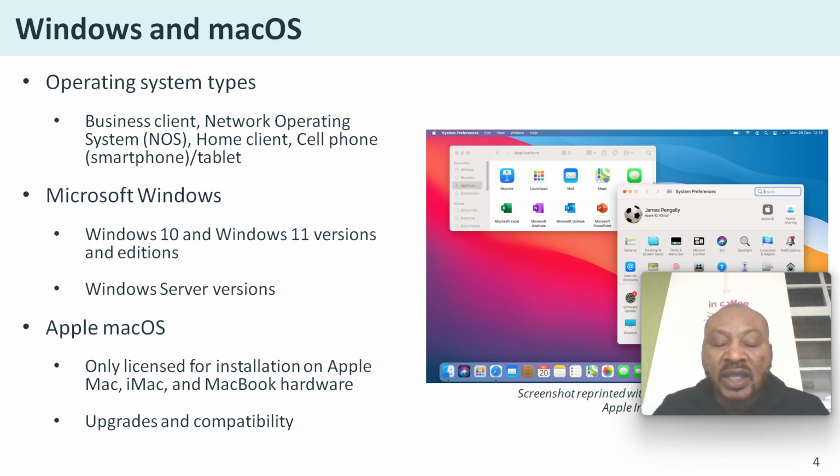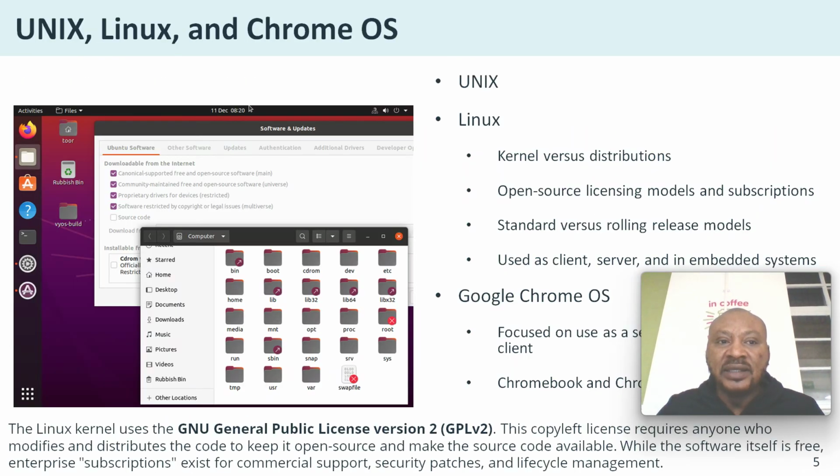In other words, if you use Windows OS, you can upgrade from one Windows OS to another, but you cannot upgrade from Windows OS to Apple. Similarly, if you're using Apple, you cannot upgrade from Apple to Windows because the products are not compatible. But of course, you can upgrade from a lower version of Apple to a higher version of Apple. So that is that. Now let's look at Linux, Unix, and Chrome OS.